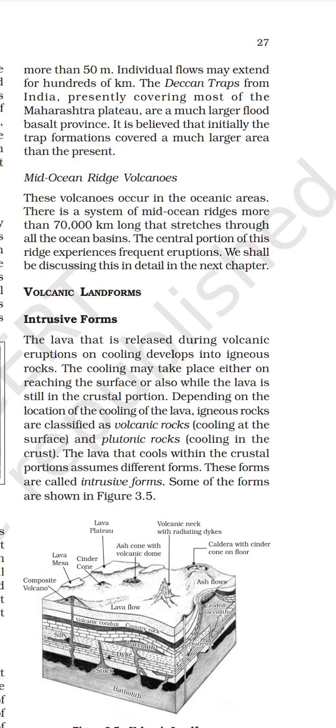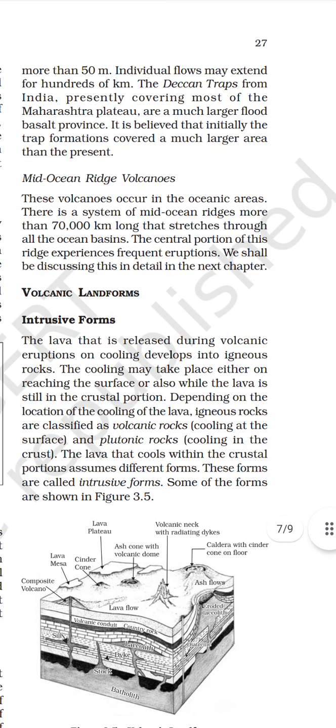Mid-ocean ridge volcanoes. These volcanoes occur in the oceanic areas. There is a system of mid-ocean ridges more than 70,000 kilometers long that stretches through all the ocean basins. The central portion of this ridge experiences frequent eruptions. We shall be discussing this in detail in the next chapter.